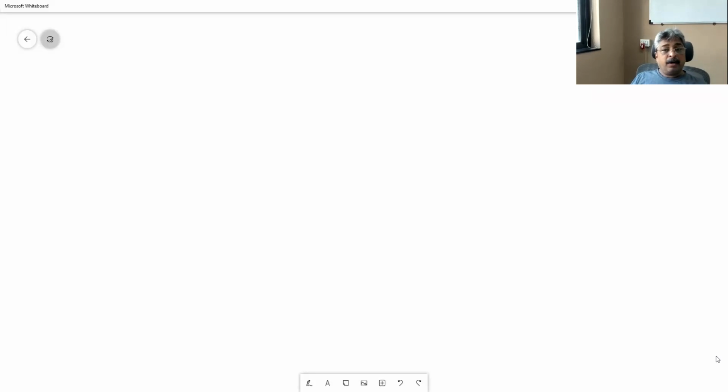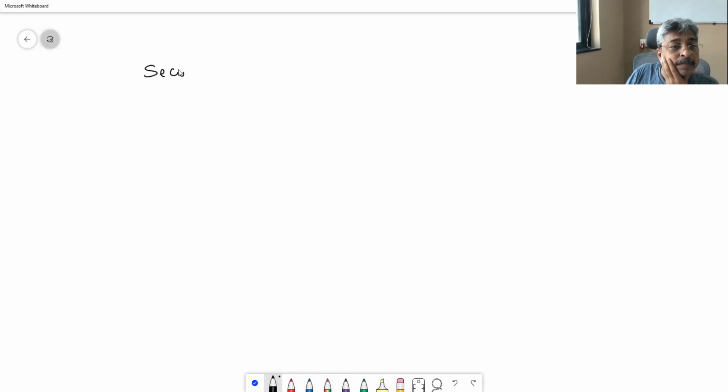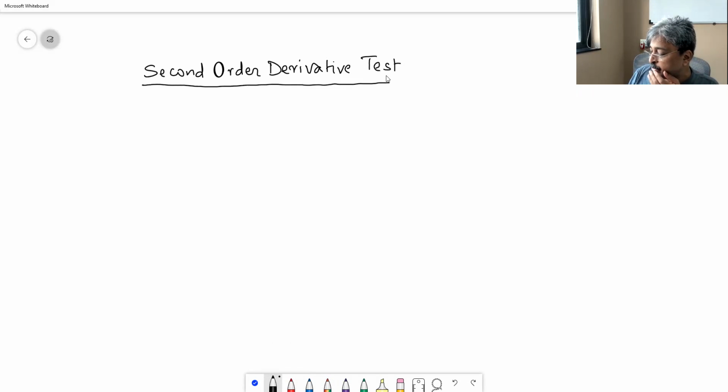Okay, let me write down the theorem for the second order derivative test. This is most widely used for maxima minima type of problems. Theorem.